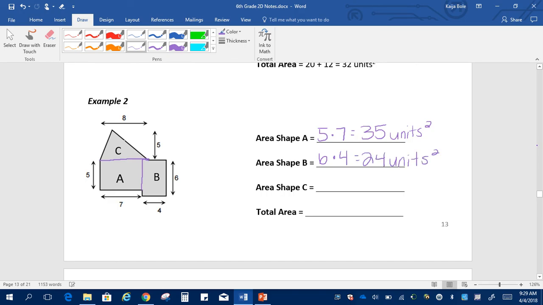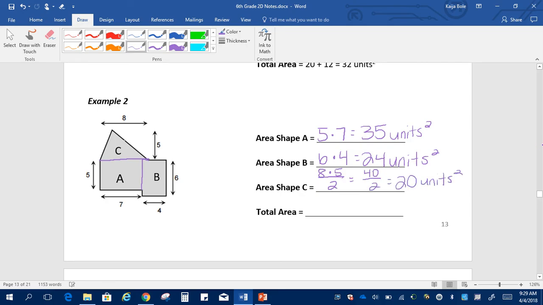And then area of shape C is a triangle. So it's our base. If you look in the picture, the base they gave us up at the top here is 8. So it's 8 times our height they gave us on the side on the right is 5, divided by 2. So this would be 40 divided by 2. So in the end it would be 20 units squared.